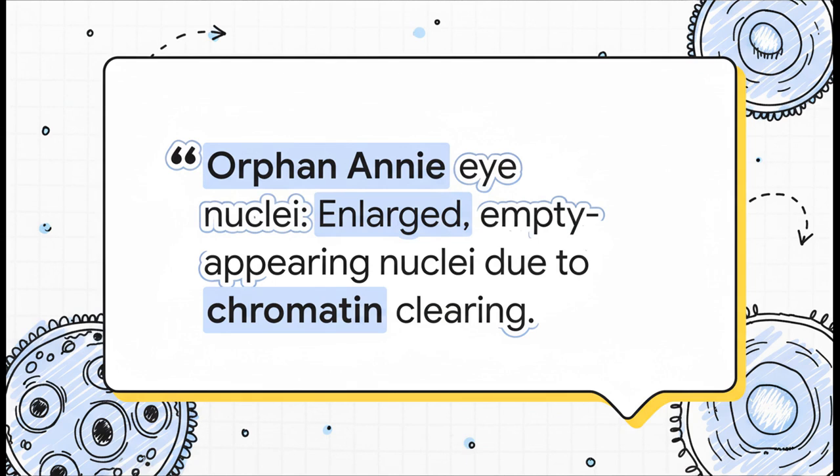The chromatin inside the nucleus gets super fine and gets pushed out to the edges, making the center look all clear and empty, just like the eyes of that old comic strip character, Little Orphan Annie. It's a pathognomonic feature, you gotta know it.